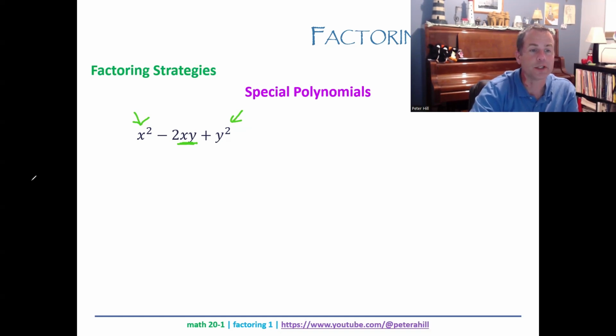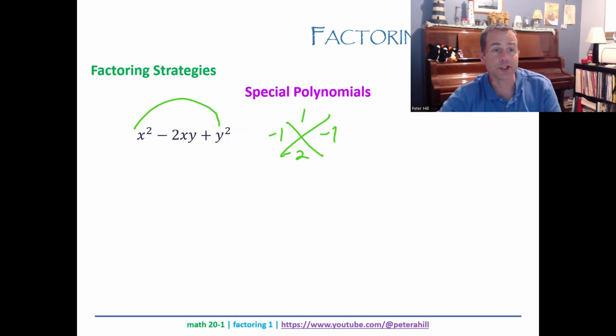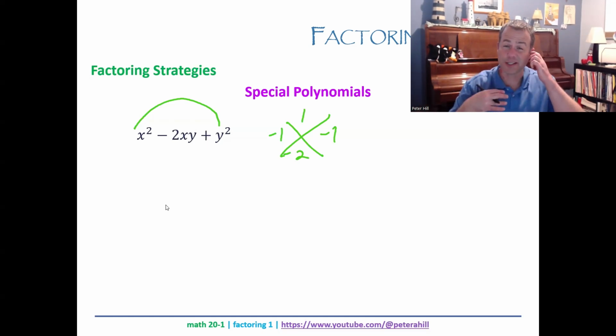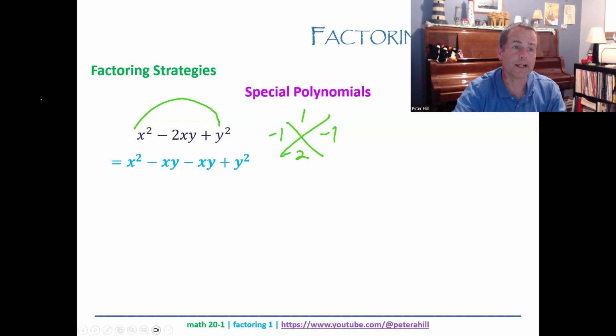So I am still going to be looking for two numbers that multiply together to give me 1 and add together to give me -2. Well, that's going to be -1 and -1. So I'm going to go through the process of decomposition just like I have been doing. I'm going to take that middle term, which is -2xy, and break it down into -xy and -xy. Then I'm going to factor the front two and factor the back two.